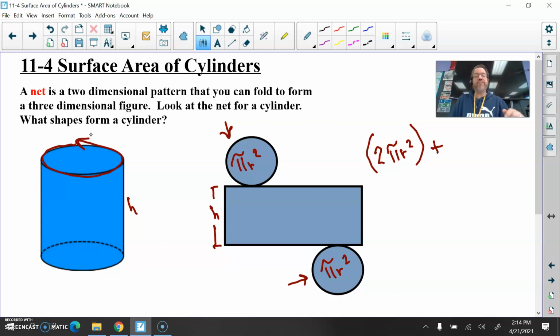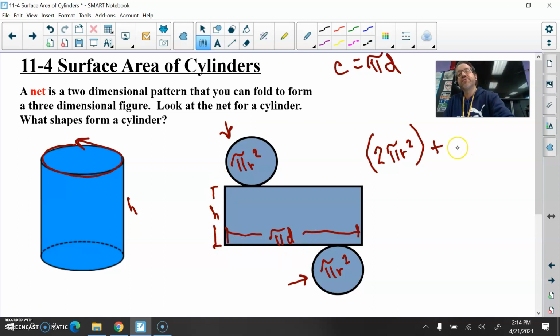And we do know how to find circumference. Circumference is pi times diameter. So what I could do here is just put pi times diameter here and use that to represent the length of this rectangle. So how do I find the area of that rectangle? Well, I take pi d here, the length, and multiply it by h, the width. So pi d times h.